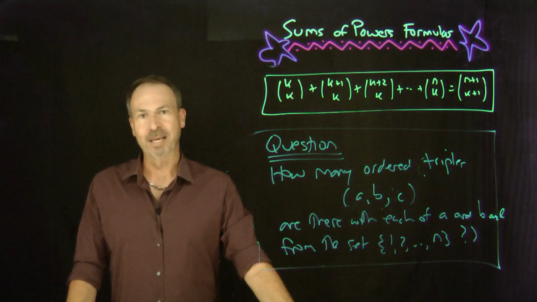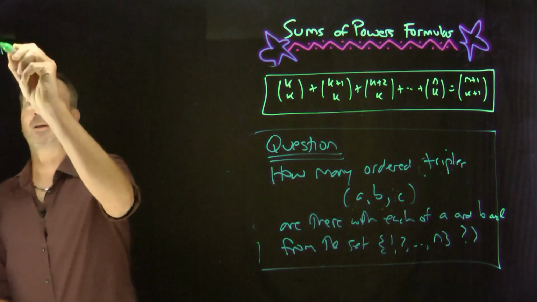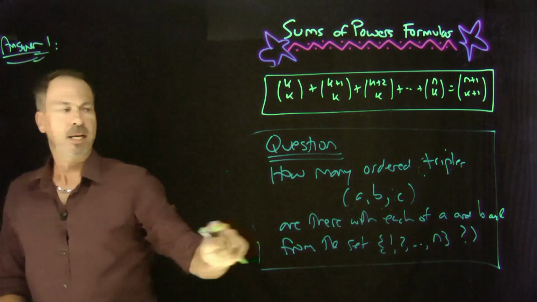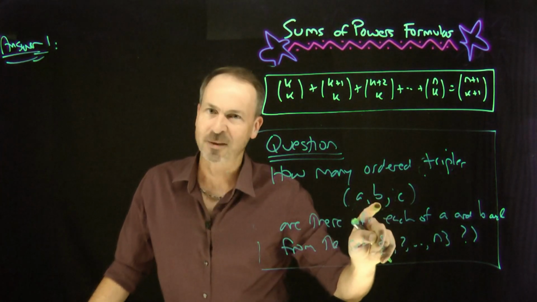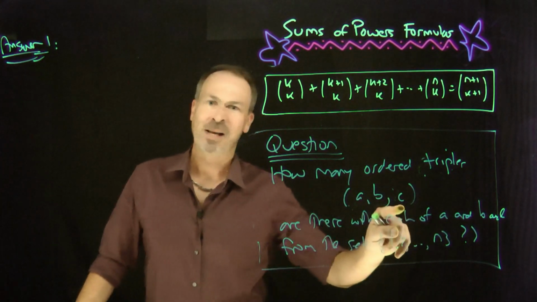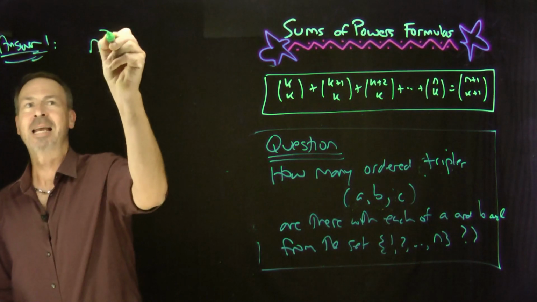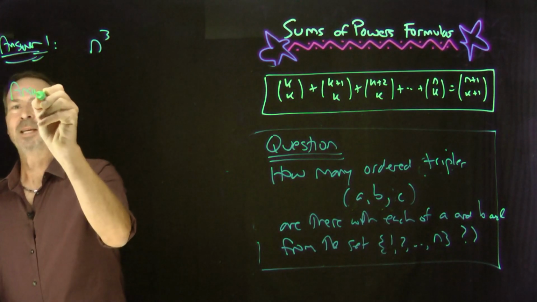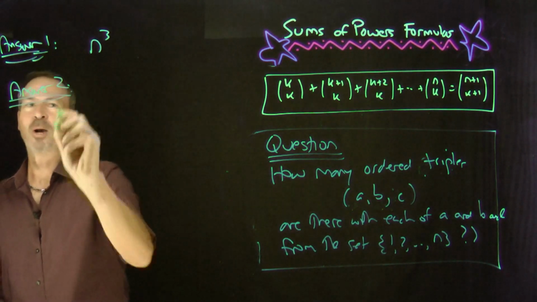All right, so let's answer that question. How many ordered triples are there? Answer number one. The straightforward way to think about that is, well, there are N choices for A, N choices for B, N choices for C, making a total of N times N times N, N cubed options. Great. Answer number two. Here's the complicated way to answer the same question.